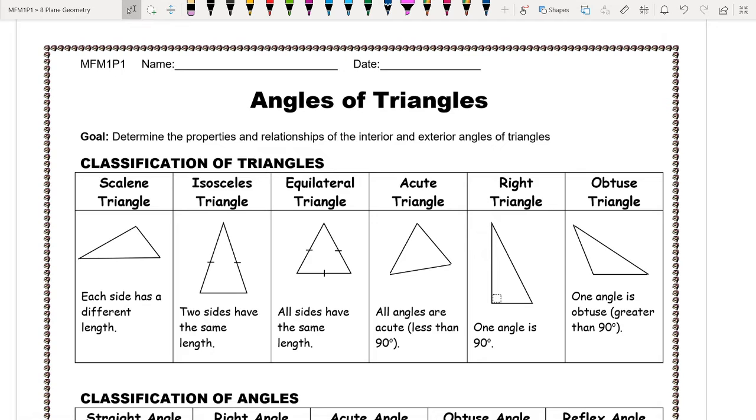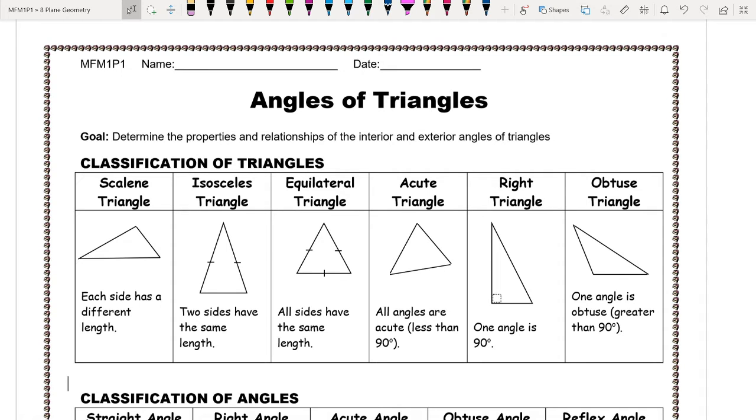Over here on the left we have a scalene triangle. You can see that right here. A scalene triangle is a triangle that has three sides that are all a different length. Okay, and you can see that in the image there. An isosceles triangle is a triangle that has two sides with the same length, and the third side is a different length. And then also we have an equilateral triangle, in which case all sides have the same length.